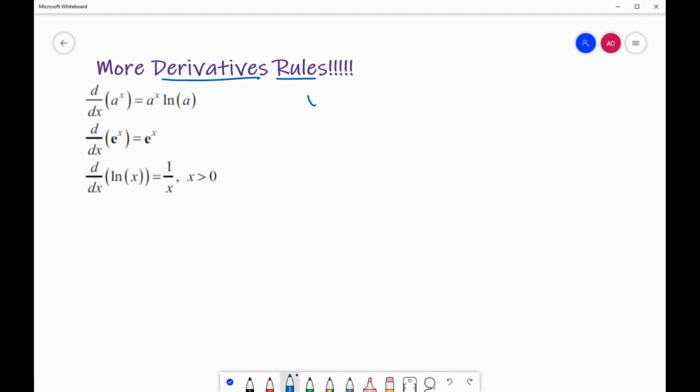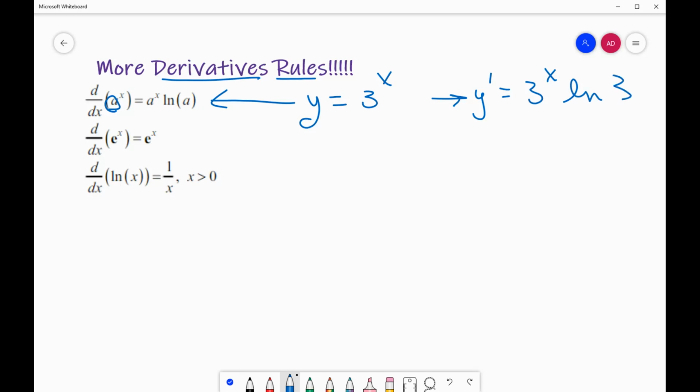I know, super fun. So y is equal to 3 to the x. I'm going to follow that pattern. Why? Because my a is 3 and my x, by the way, is x. So if I'm trying to find y prime, I'm going to get 3 to the x, natural log of 3. And then all these other guys are the exact same way, okay?